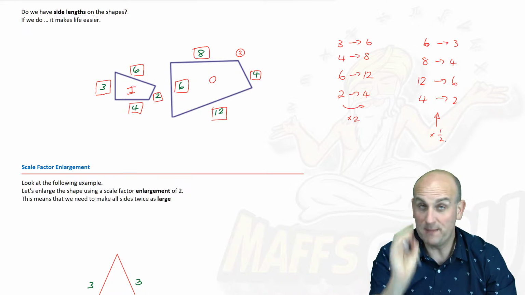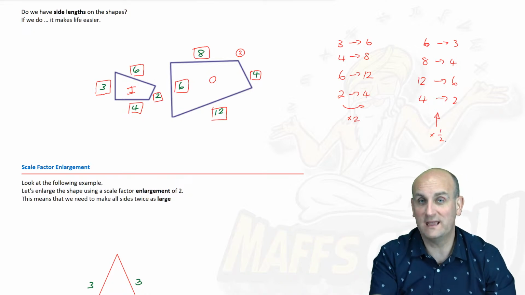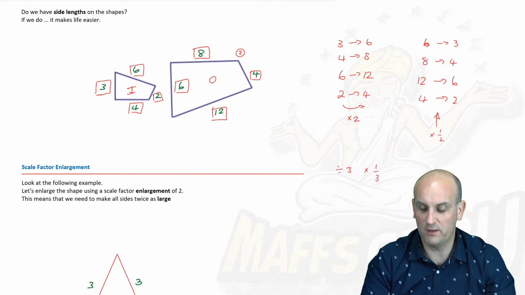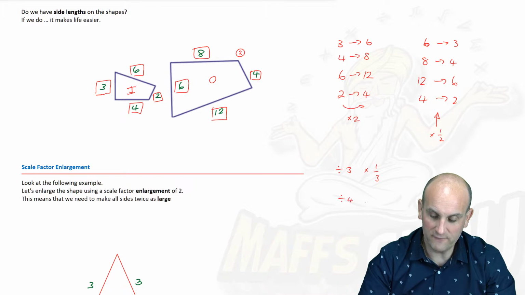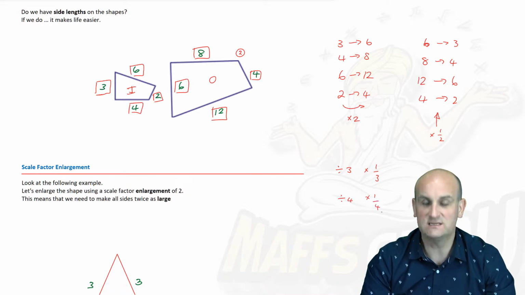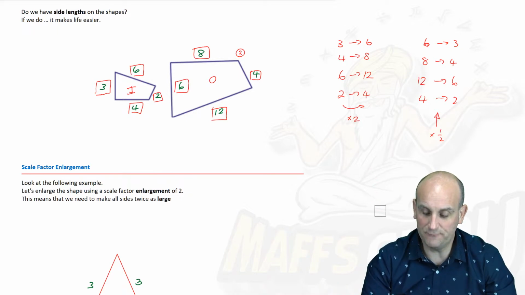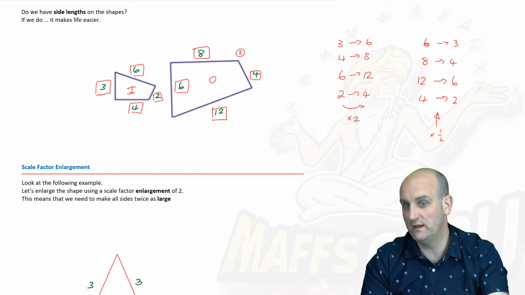Now, depending on how good you are with multiplication and division, hopefully you will realize that when I divide by 3, that's the same as multiplying by a third. When I divide by 4, that's the same as taking a quarter. You see what I'm doing there? That type of stuff is critically important because scale factors have to be timeses.